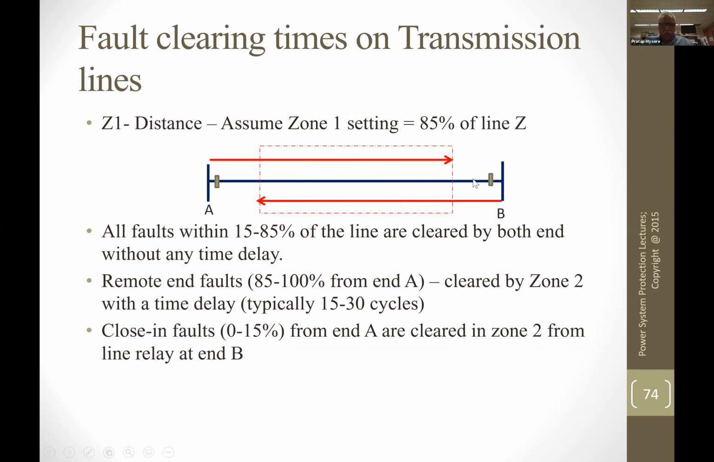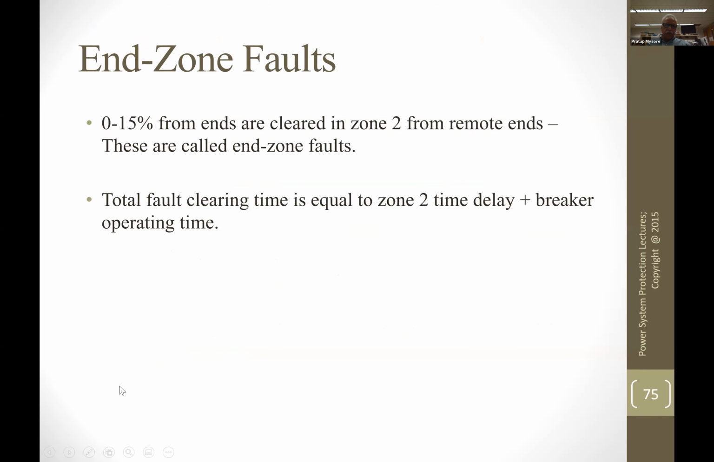Now, if there is a fault in this section, the remote 85% to 100%, then this zone 1 relay operates and trips, but the fault is not cleared because here the zone 2 relay is timing out, and after 15 cycles, it trips. So the system will still have a fault which is lingering on till the zone 2 time delay. So for end zone faults, either close-in faults or the last 15% of the remote end, the faults are cleared after the zone 2 time delay expires at both ends.